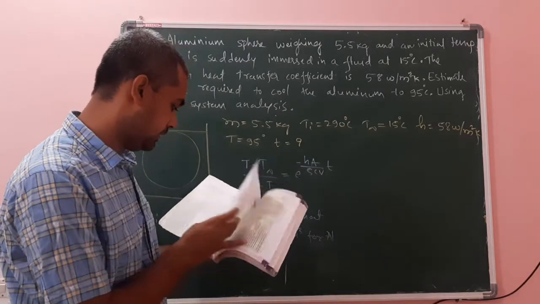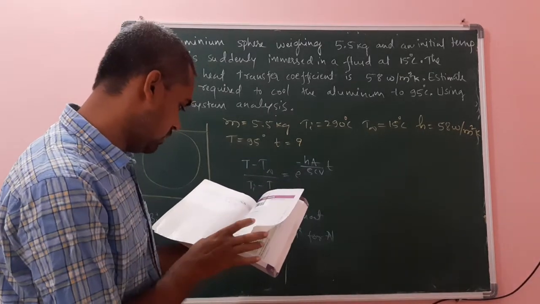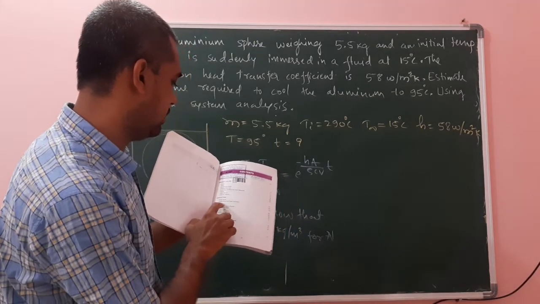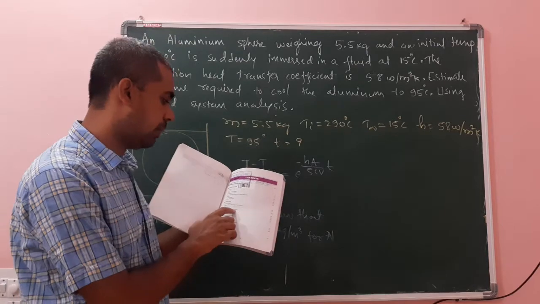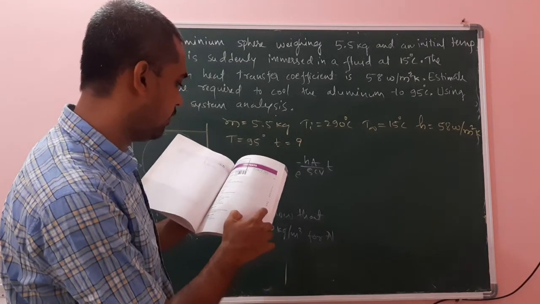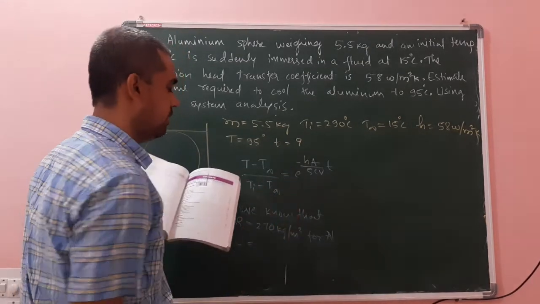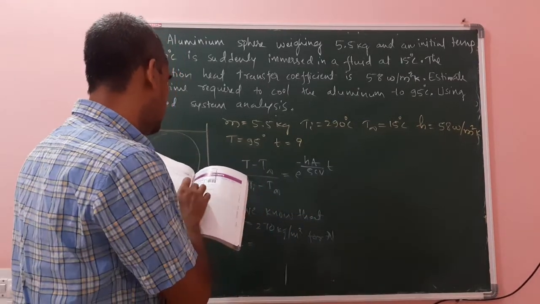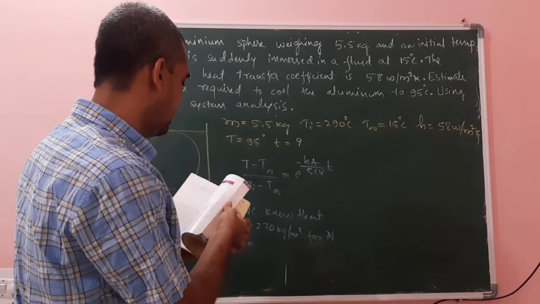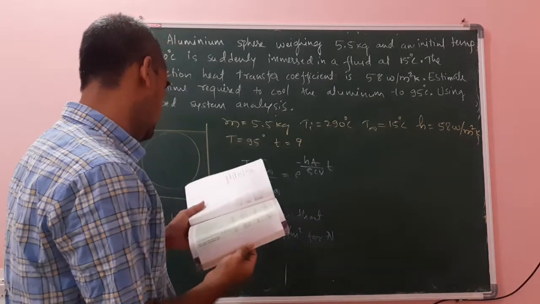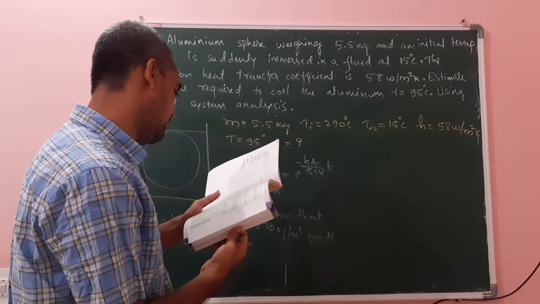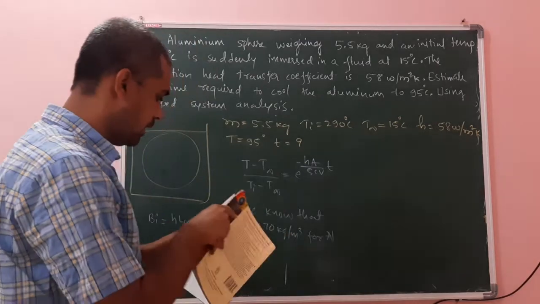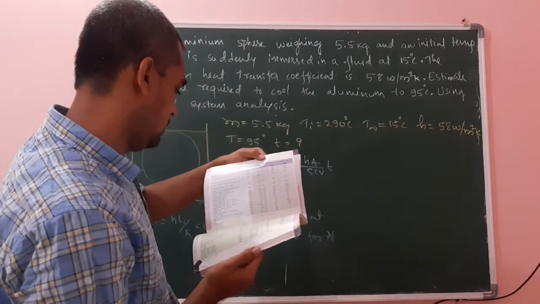The soft copy will be available. In this, you have to go for conduction heat transfer, then lumped system. There on page number 58, this formula is available. Now, if you want the properties of solids, the property values are available here for aluminum. For other things, they are available too. I will tell at what page they are available.